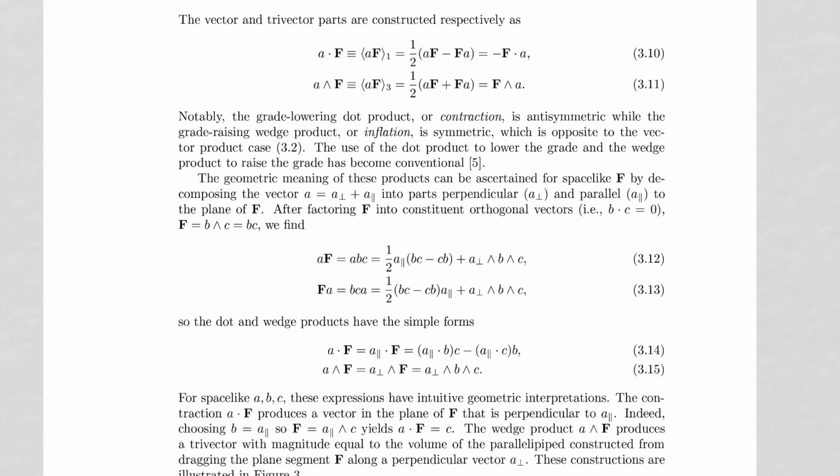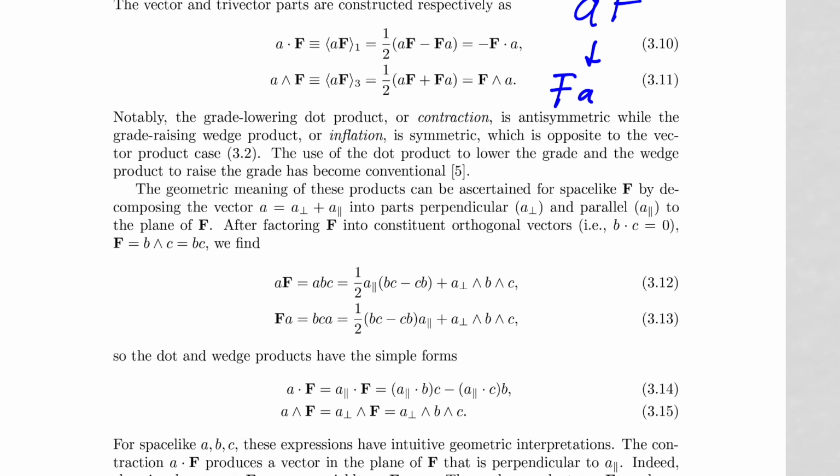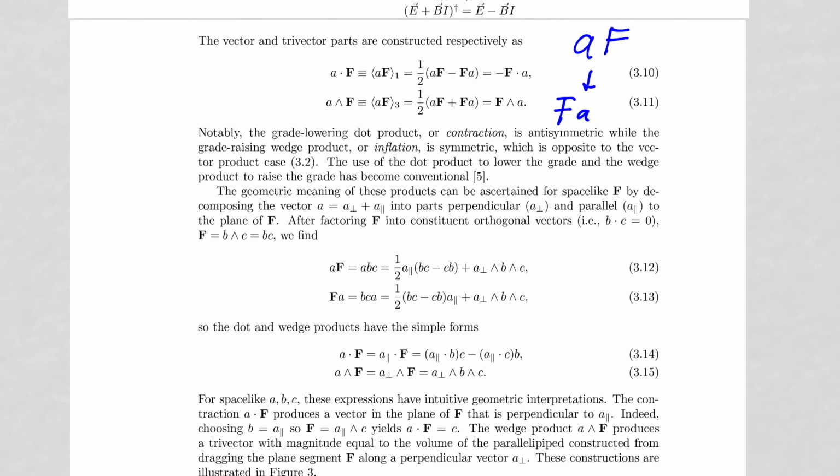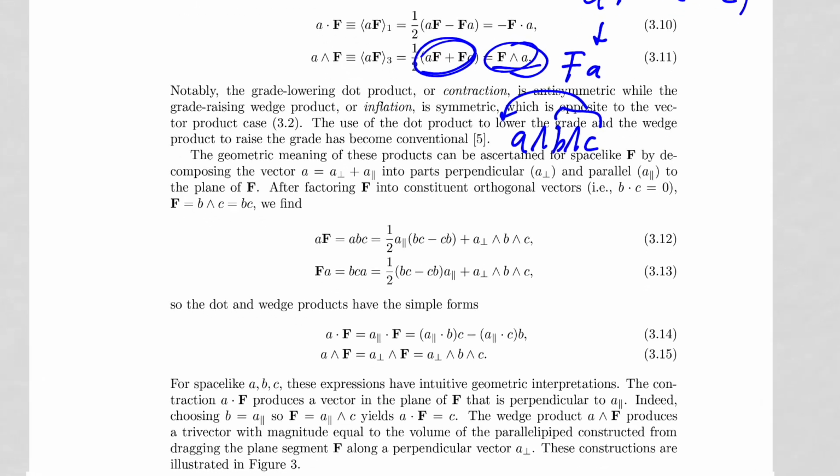Because if you're going to flip A and F to FA, it takes two flips to do it. And if F is B wedge C, then this is A wedge B wedge C, and to flip that to the front takes two flips, and you lose your sign. So you need total antisymmetry over here to capture the symmetry of the vector-bivector product.